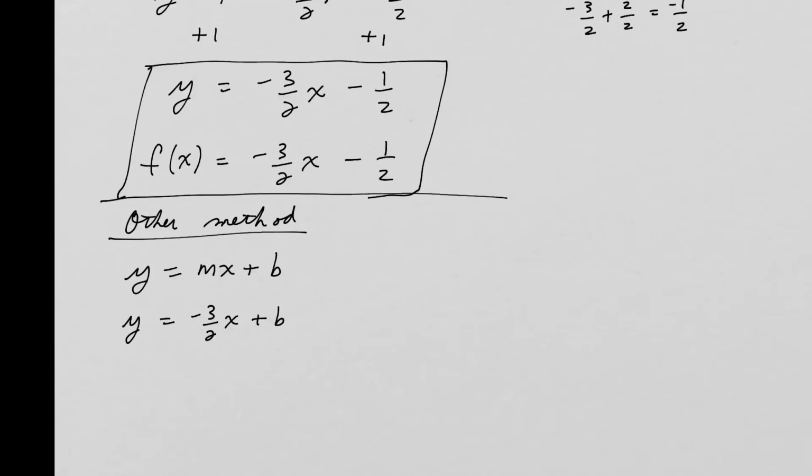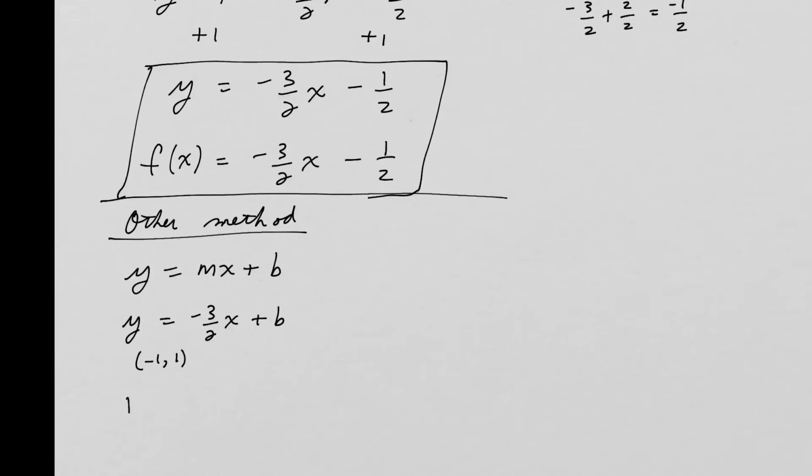Now, I need to figure out b, right? Once I figure out b, I'm done. I have the entire equation. So how do I figure out b? Well, since I know that those 2 points lie on the line, they have to satisfy the equation. So I can plug in one of those points and solve the equation for b. So I'm going to use the point, negative 1, 1. So I'm going to plug in that point.